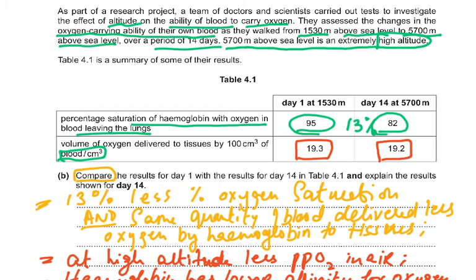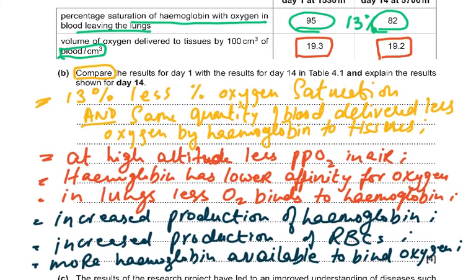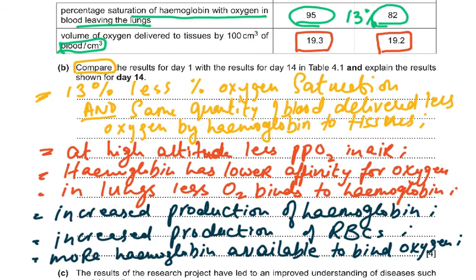Compare the results for day 1 with the results for day 14 in table 4.1. Compare and explain the results. If you look at the question, there are 4 marks. 1 mark is for the comparison and 3 marks are for the explanation.